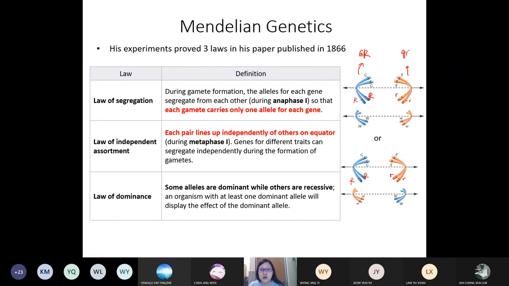These alleles are on the same chromosome. You don't inherit half a chromosome. You inherit the whole chromosome. One from your dad, one from your mom, right? Okay. So see here, also the same.